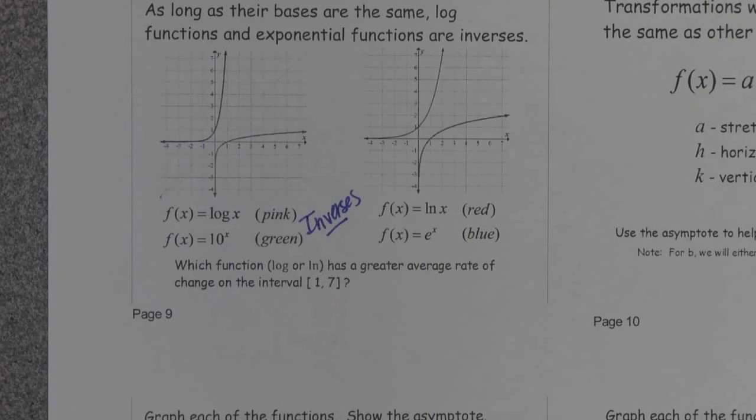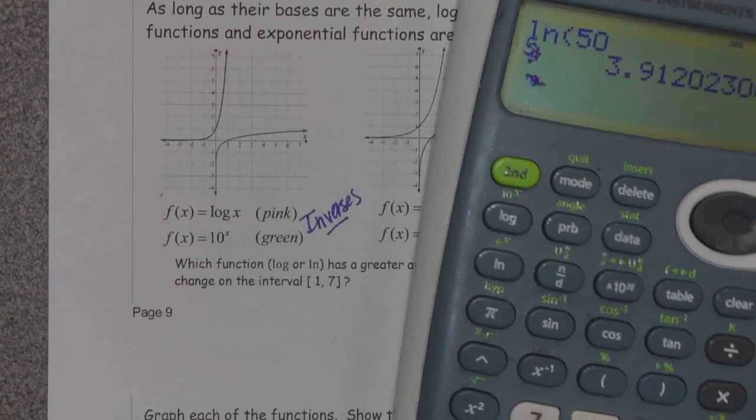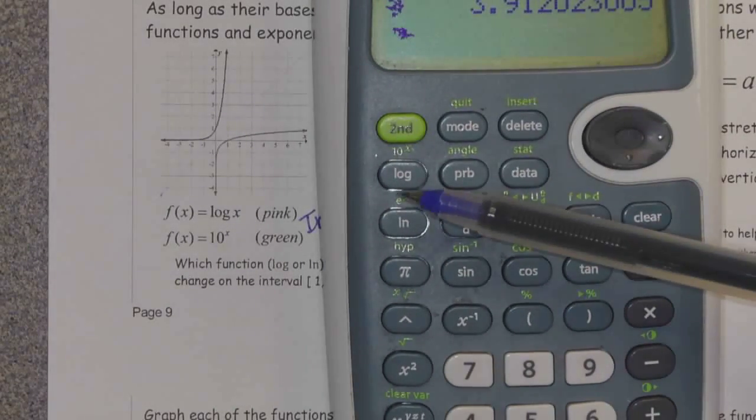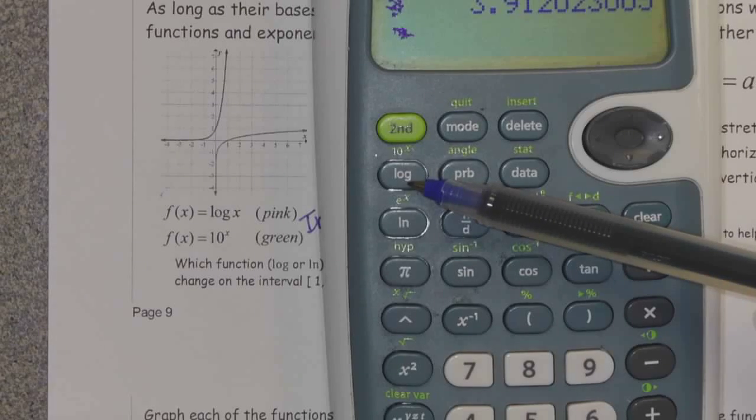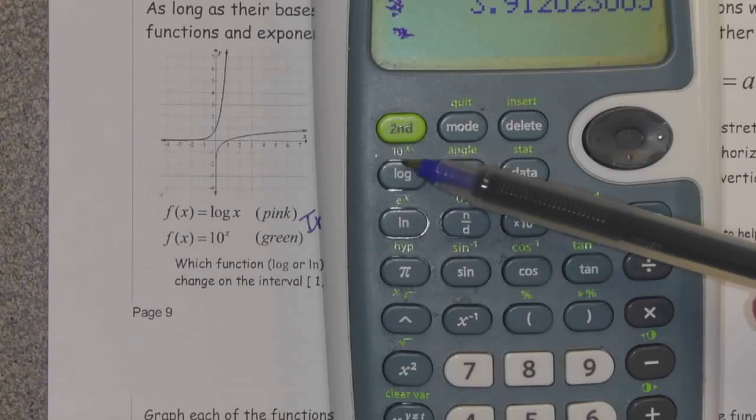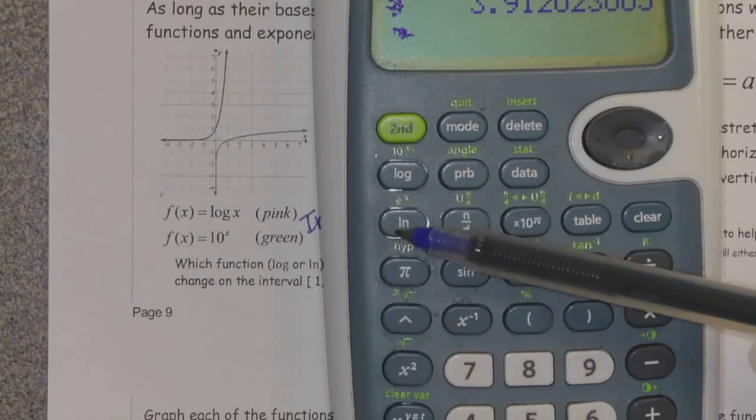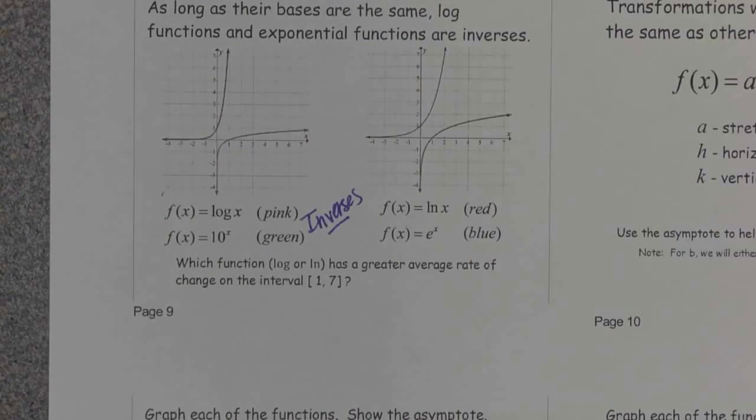I think the biggest giveaway to remind you of what the inverses are is when you look on the calculator, the inverses are always on the same key. So the log and the 10 to the x are on the same key, and the natural log and the e to the x are on the same key. So those are the inverses of each other. Okay.